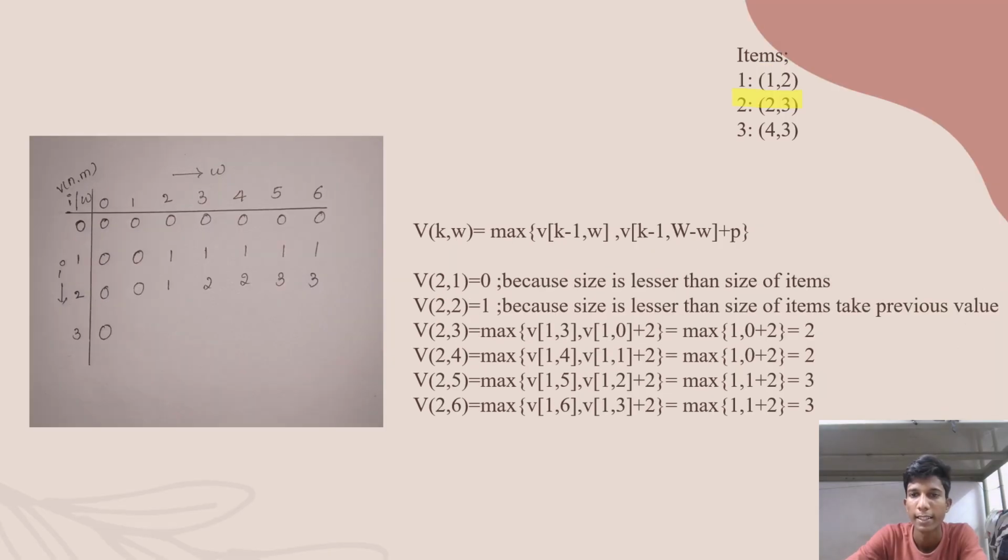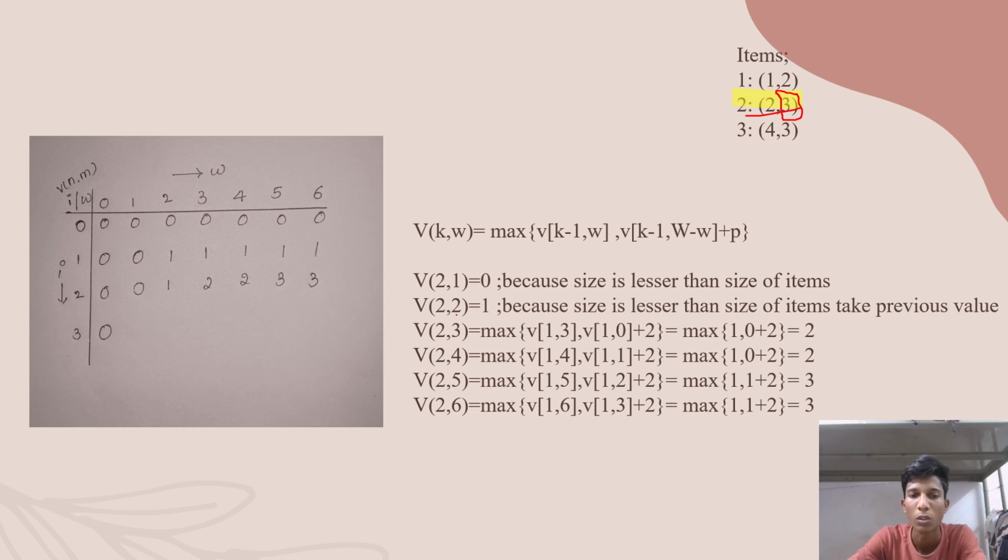Now insert the second item. The second item has weight 3 and profit 2. When inserting V of 2 comma 1, similarly the weight of the bag is lesser than the weight of the item, that's why it is equal to 0. And V of 2 comma 2, the weight of the bag is also lesser than the weight of the item, so you can take the previous value, which is equal to 1.